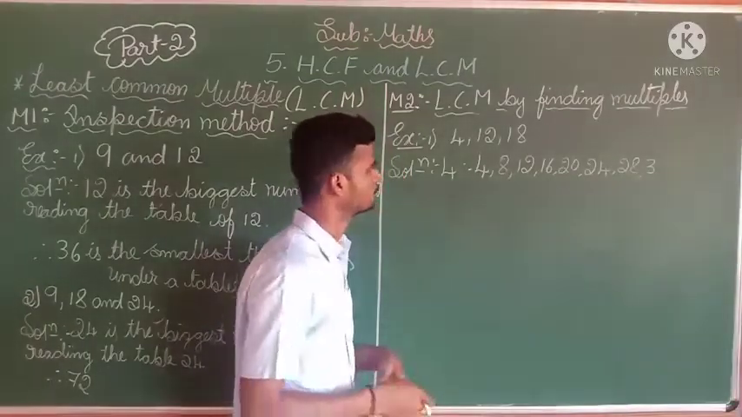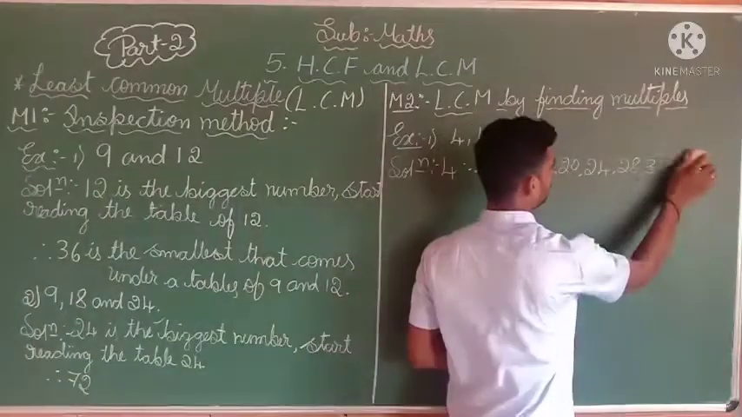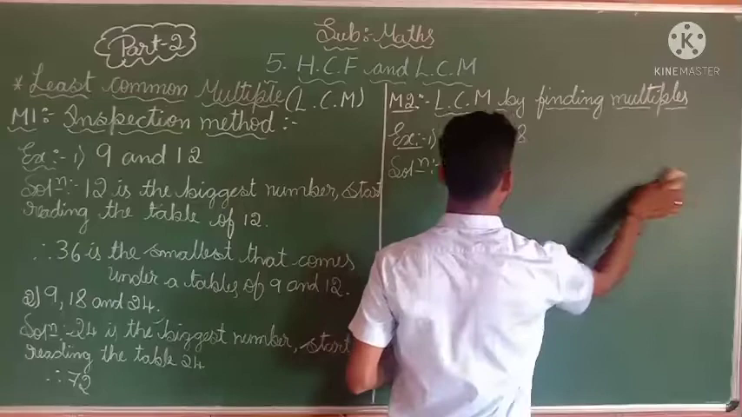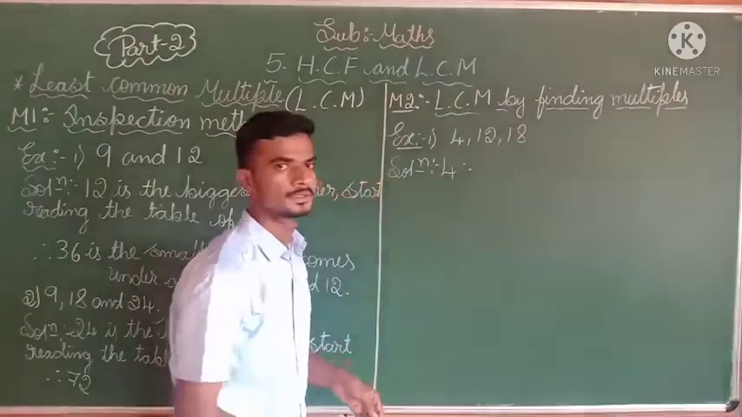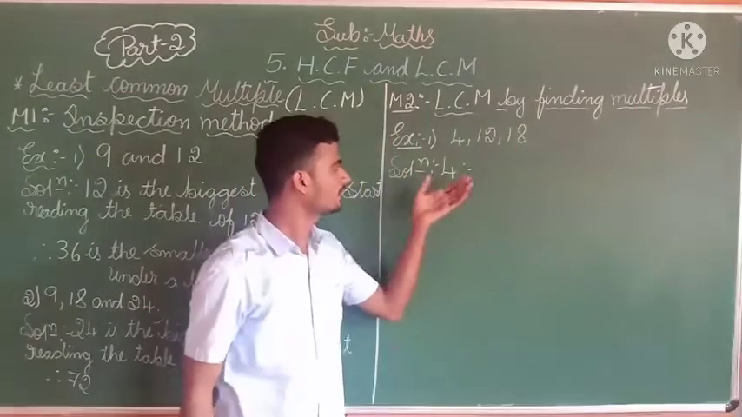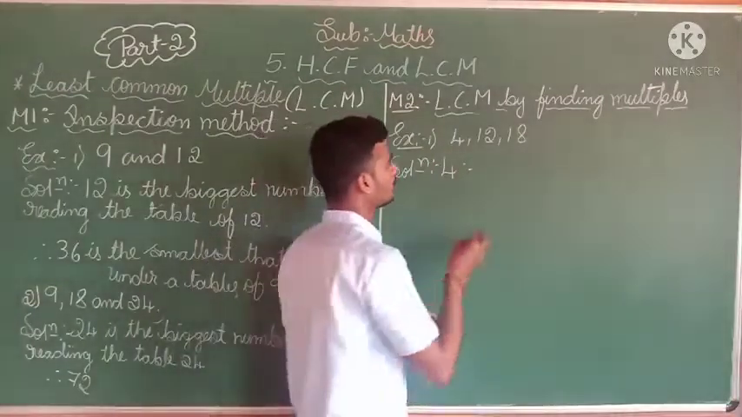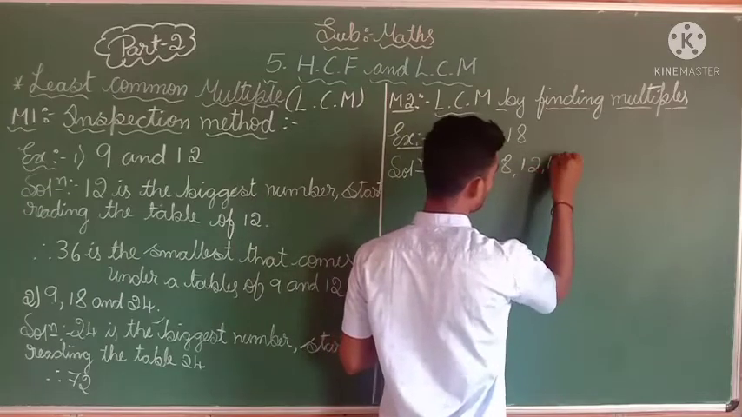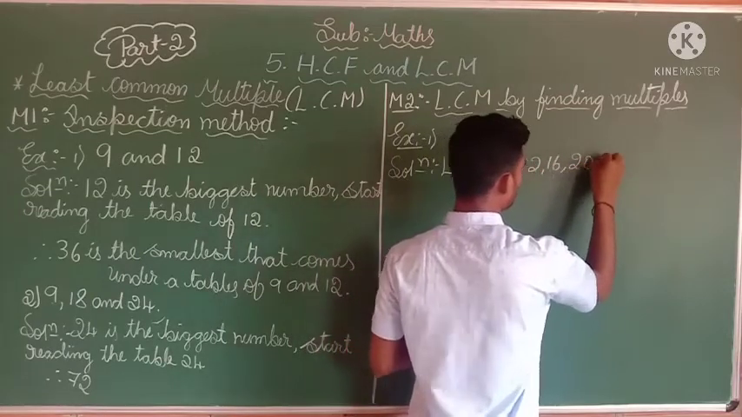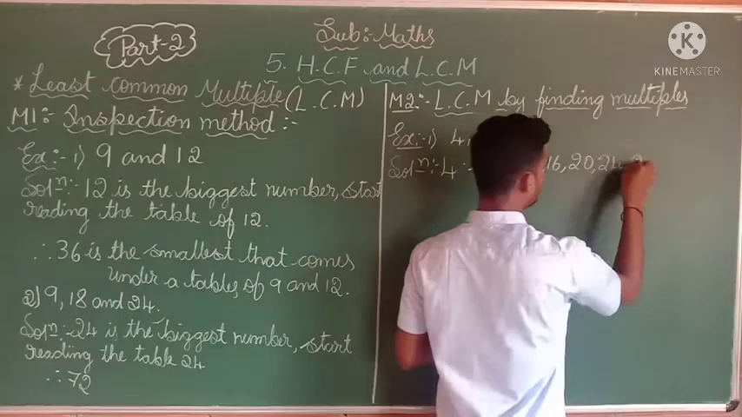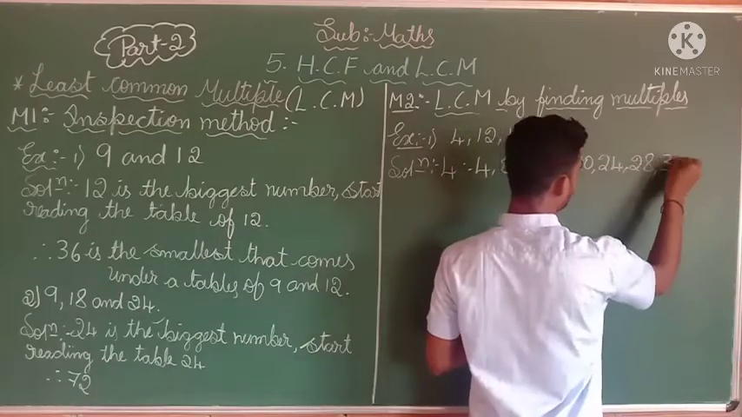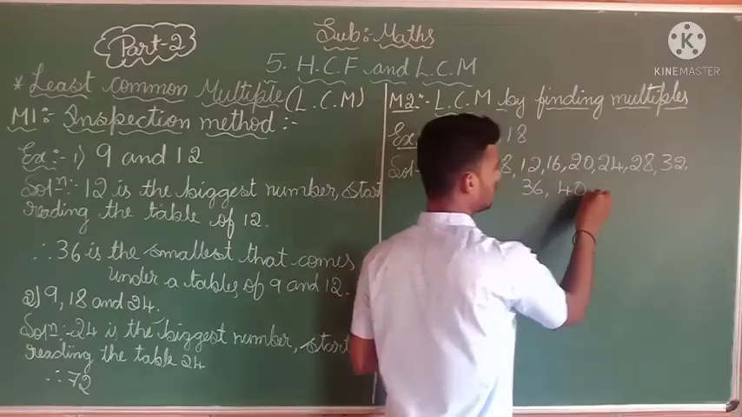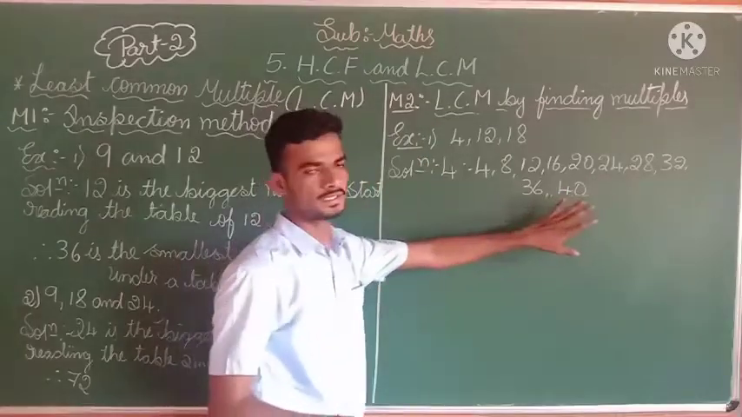See here. Now we want to write the table of 4. Let us write. 4 ones are 4, 4 twos are 8, 4 threes are 12, 4 fours are 16, 4 fives are 20, 4 sixes are 24, 4 sevens are 28, 4 eights are 32, 4 nines are 36, 4 tens are 40. Okay, up to 40 is enough.